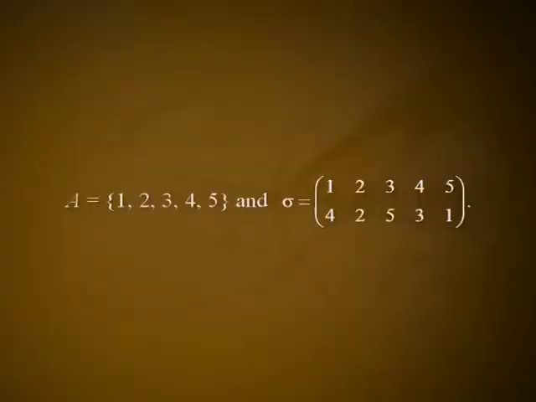Example 5. Suppose that A is equal to the set {1, 2, 3, 4, 5} and σ is equal to the permutation 1→4, 2→2, 3→5, 4→3, 5→1. Find the inverse permutation σ⁻¹. Solution. Since σ is both 1 to 1 and onto, its inverse map exists and we denote it by σ⁻¹. Clearly, σ⁻¹ is 1 to 1 and onto and hence is a permutation on A.